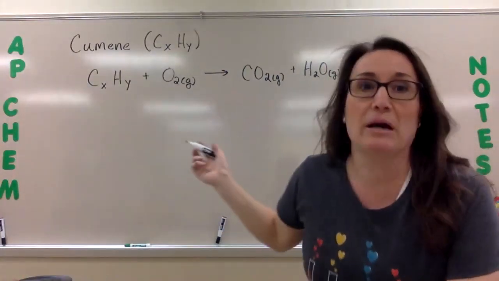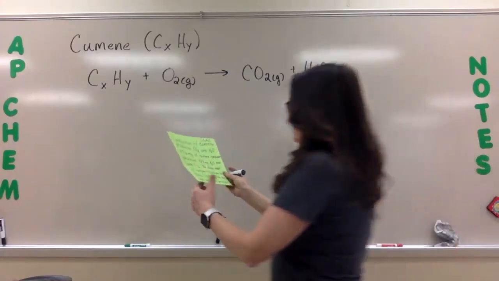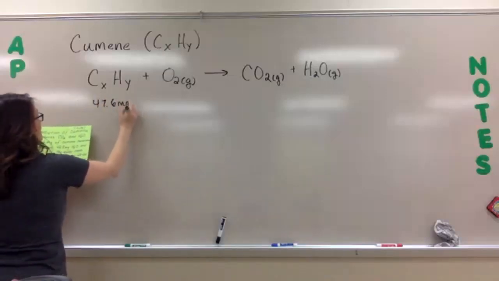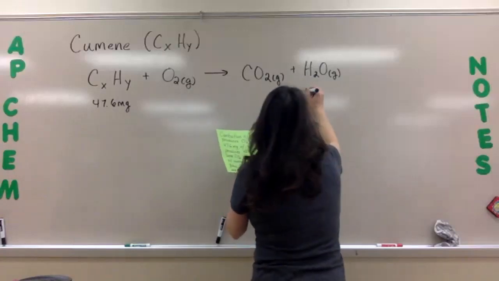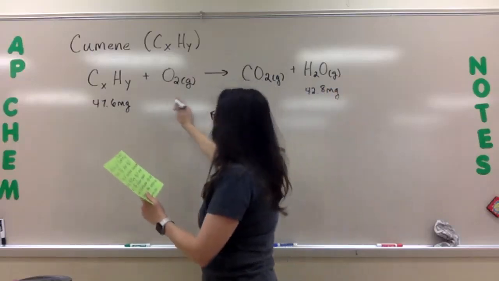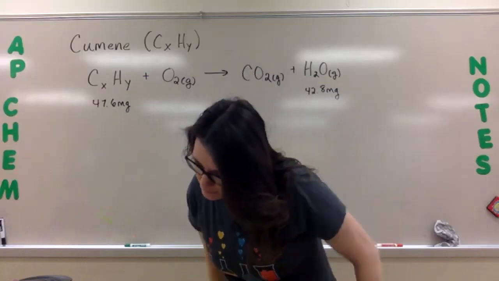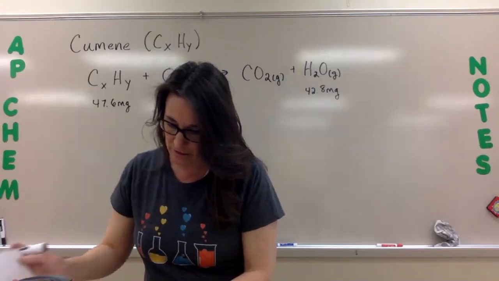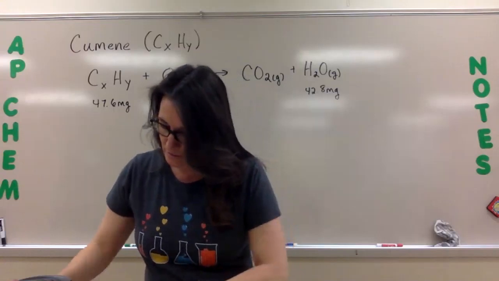So be careful. So combustion of a hydrocarbon. Now, we can't balance with mole ratio because we have no idea what the X and the Y are, okay? So here's what the problem told us. We burned 47.6 milligrams of this, maybe in some kind of thermochemistry environment, and we knew we produced 42.8 milligrams of that. And then they probably just said, you know, some excess oxygen. Do we not know that one? So where are we at here? We didn't know the oxygen, right? Some excess oxygen.